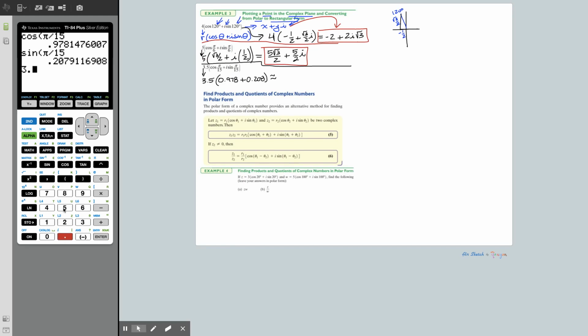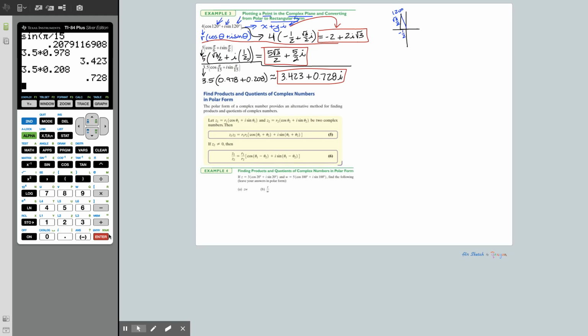I'm going to do 3.5 times the 0.978, and I'm also going to do 3.5 times the 0.208. All right, so I end up with 3.423 plus 0.728i. And that would be the rectangular form for that particular complex number based on the polar form.